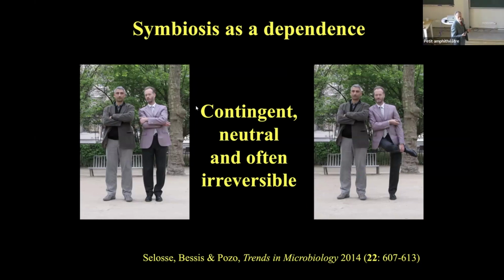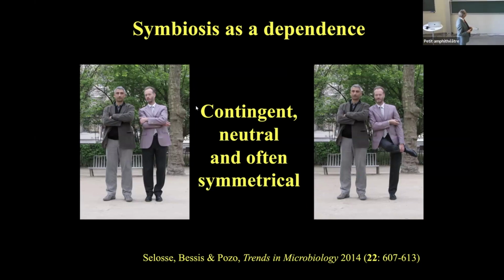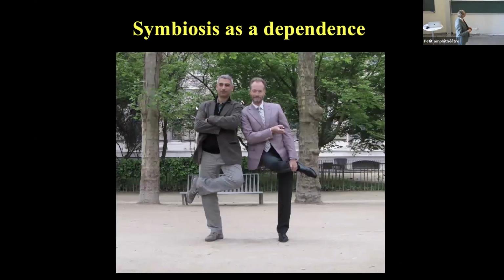And so much of the dependence you can see now are just due to the fact that by coexistence, you are driven to loss of autonomy and dependence. It's often symmetrical. It can stand like that, okay?